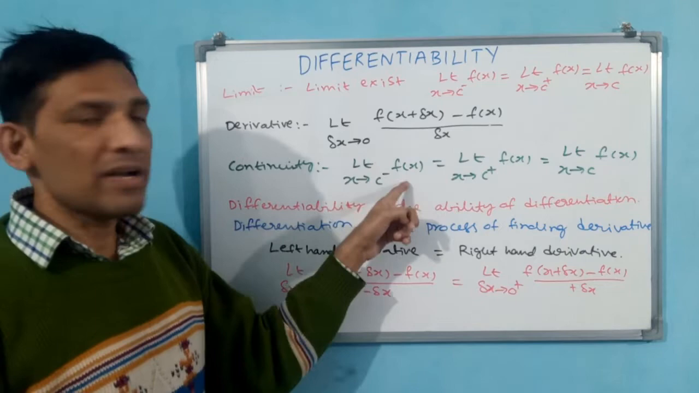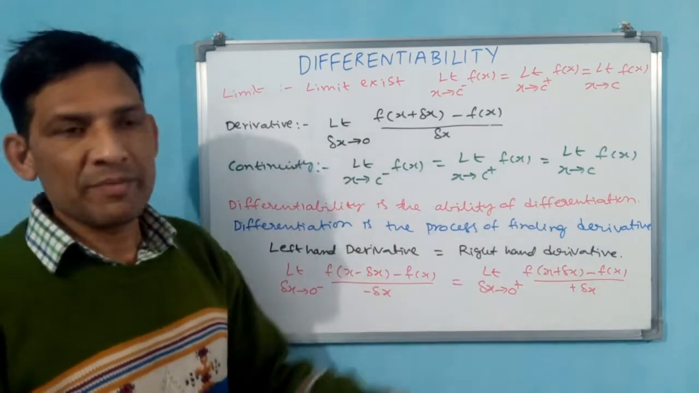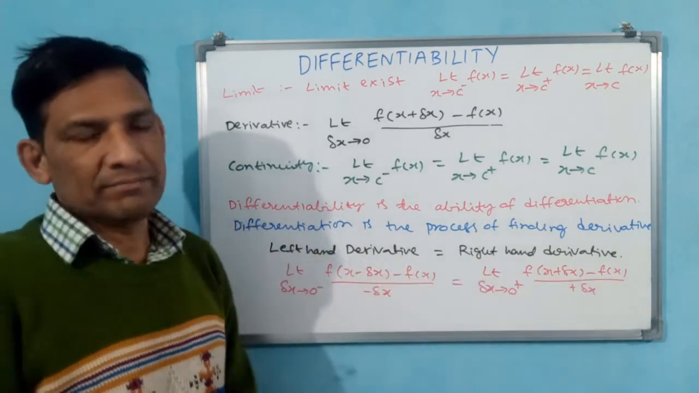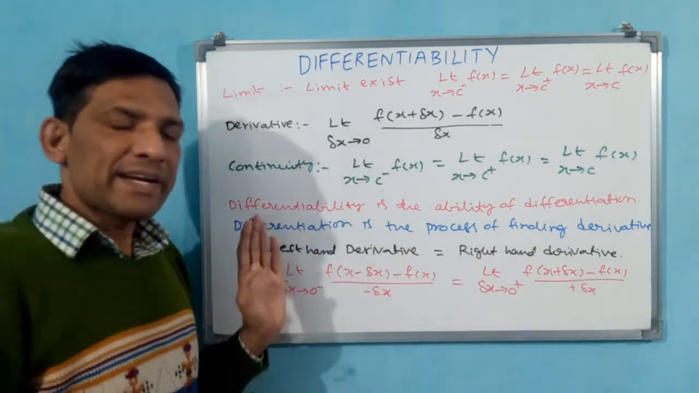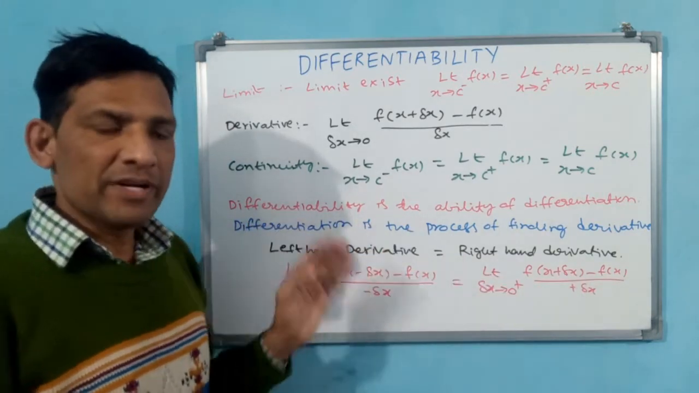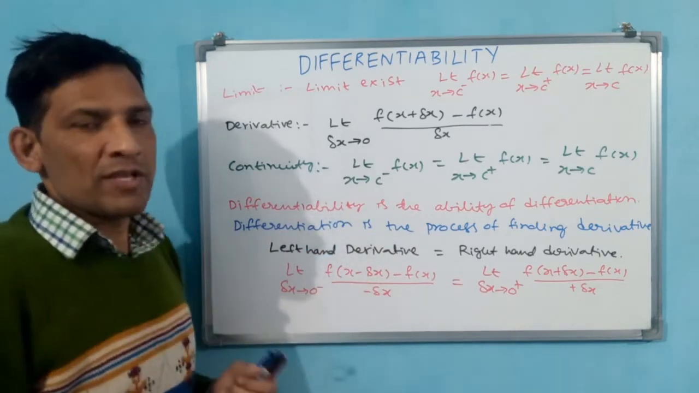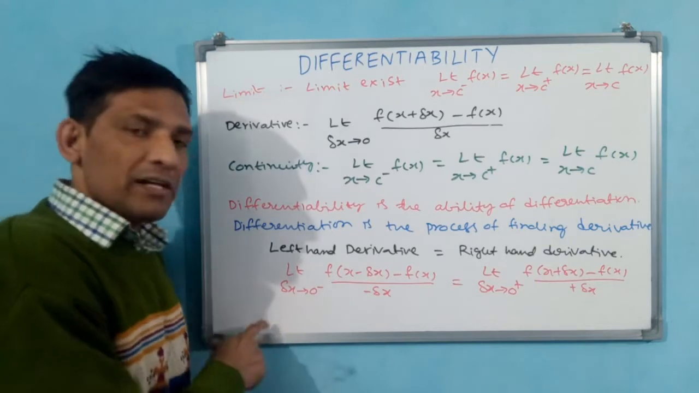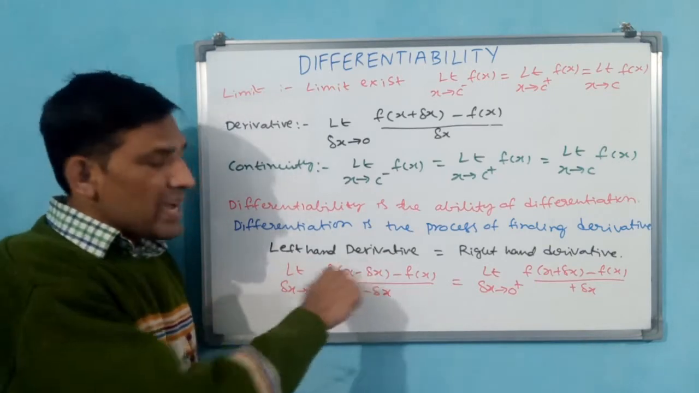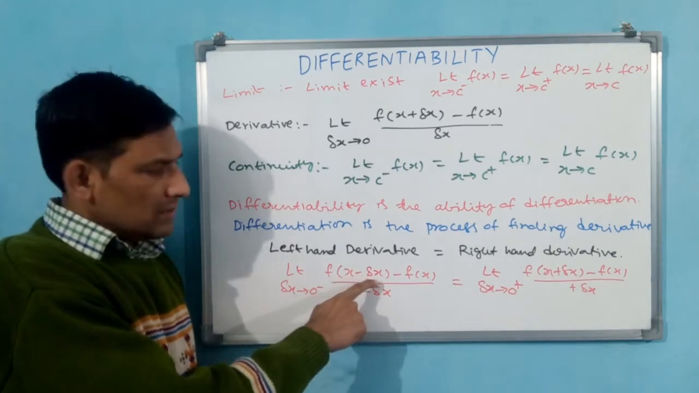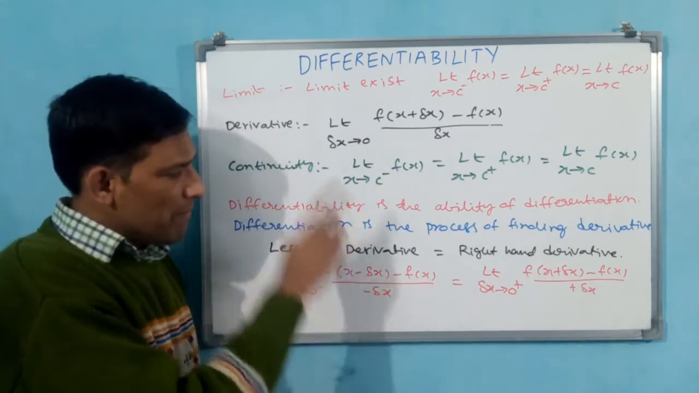Like how we have taken left hand limit and right hand limit. Left hand limit means slightly less, right hand limit means slightly higher. 1.999 is the left hand limit, 2.0001 is the right hand limit, and in between, 2 is the main limit. Okay. Here also, you see, left hand derivative is f of x minus delta x minus f of x divided by minus delta x.